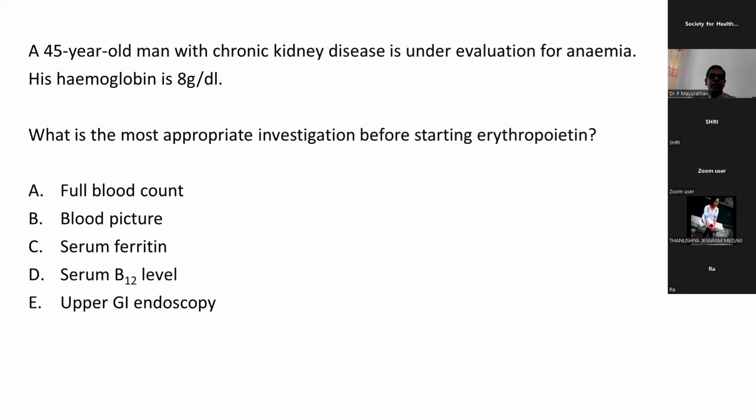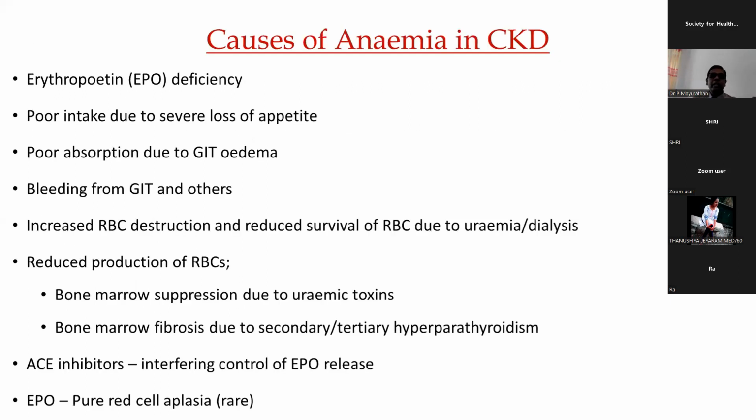A 45-year-old man with chronic kidney disease is under evaluation for anemia. The patient's hemoglobin is around 8. The question is: what is the most appropriate investigation before starting erythropoietin? You know that in CKD patients we give weekly erythropoietin. So what could be the appropriate investigation before starting it? Serum ferritin is the answer, so we will discuss that.